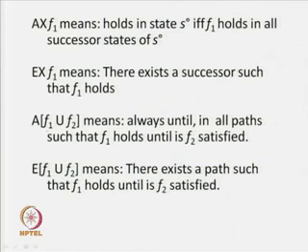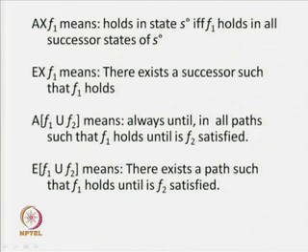Similarly, A F1 until F2. So, F1 until F2 is a binary operator. We need two formulas F1 and F2, and that is quantified by the path quantifier A. It means that in all possible directions, in all possible paths, F1 must hold till F2 holds. So, this is A F1 until F2.